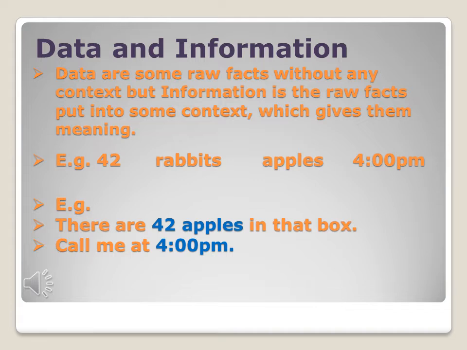Now generally the database will consist of data and information. Data are some raw facts without any context, but information is the raw facts put into some context, which gives them a proper meaning. For example, 42, rabbits, apples, 4 p.m. These are all examples of data because they have no context.